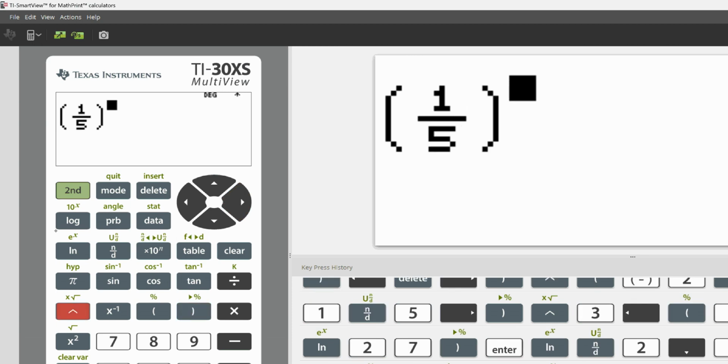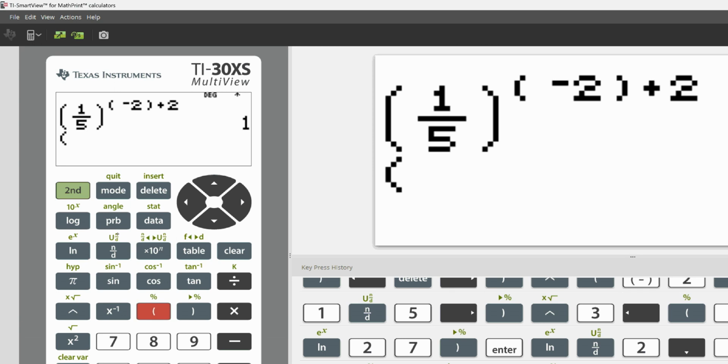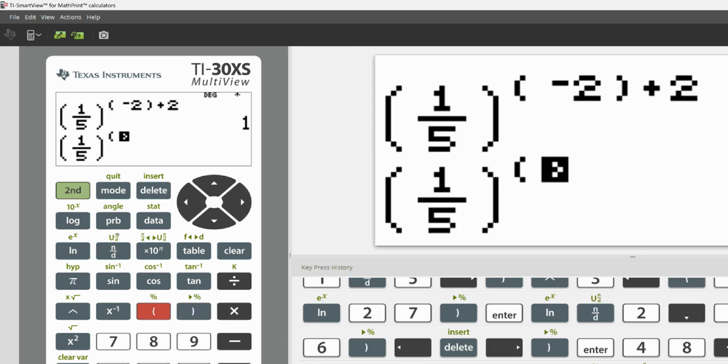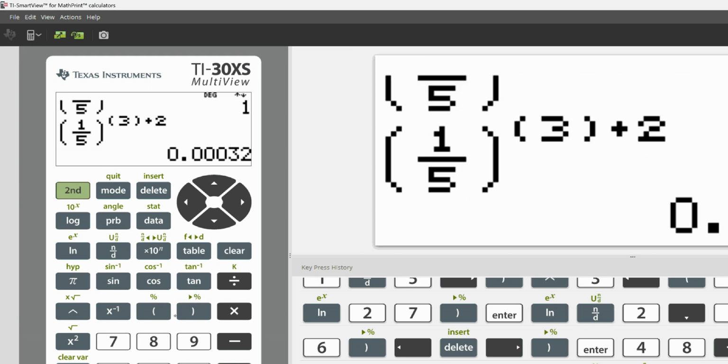to the negative 2 plus 2, enter is 1. Number 5. And then we can say 1/5 to the 3 plus 2, which is 0.00032.